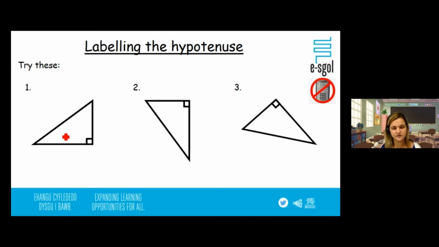Okay, so you should have been able to do these now. Opposite this bottom right angle here, directly opposite it, is the hypotenuse on that diagonal there. Question 2, right angle up on the top right, hypotenuse there. And then the final one, the hypotenuse is down here on the bottom because the right angle is at the top there.